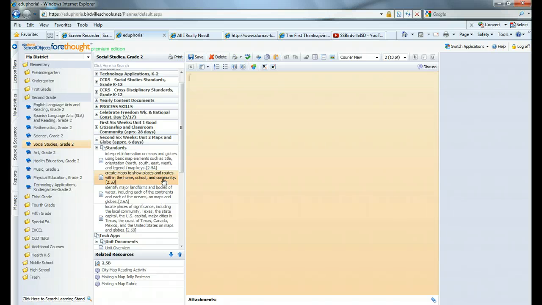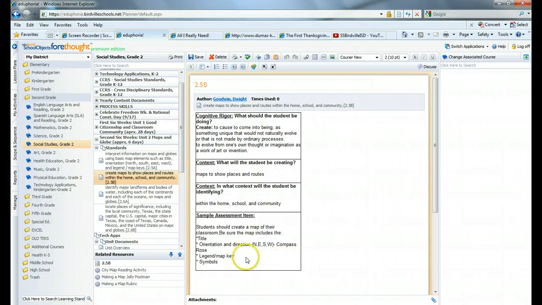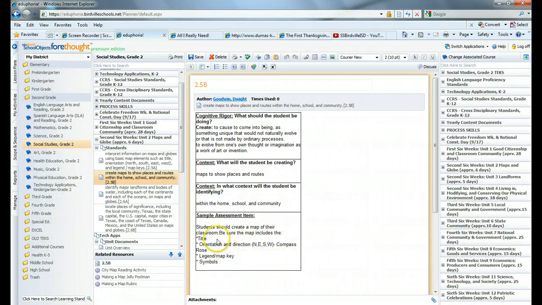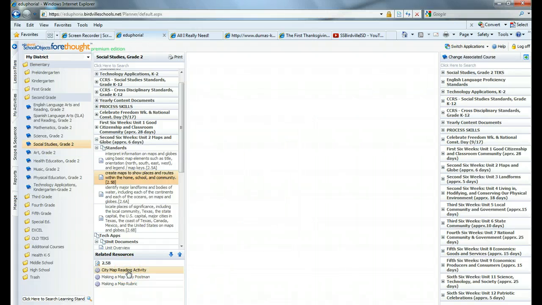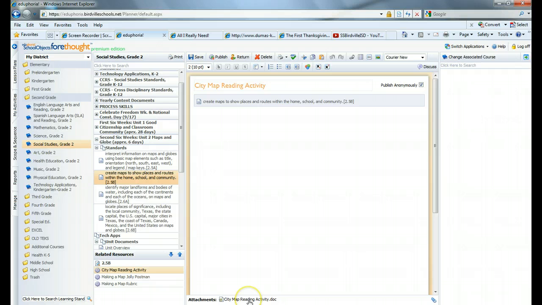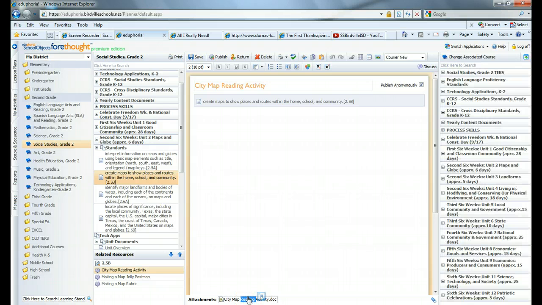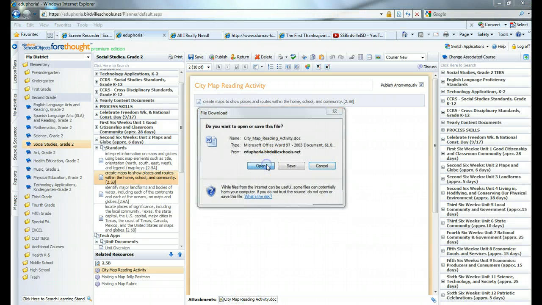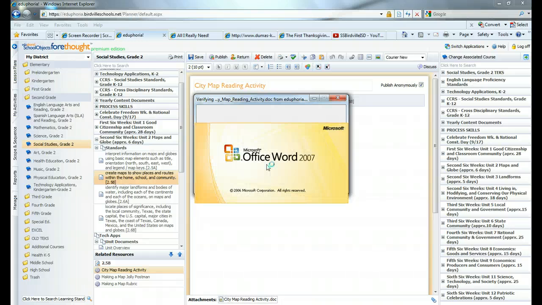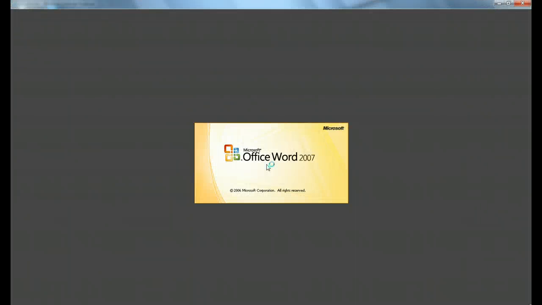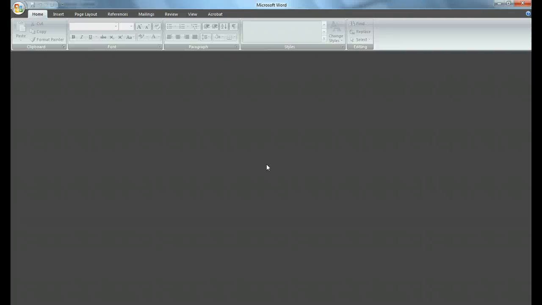Then when you go to create maps, I have on here that they should be able to create a map of their classroom, and I talked about all the pieces that are also up in here that they would want to add about those basic elements. And I have several activities for you here that I have posted if you're interested. Now remember, you do not have to do these, but you can if you want to. This is a city map reading activity that is something that is available for you.